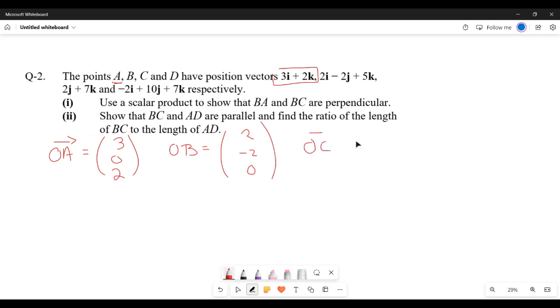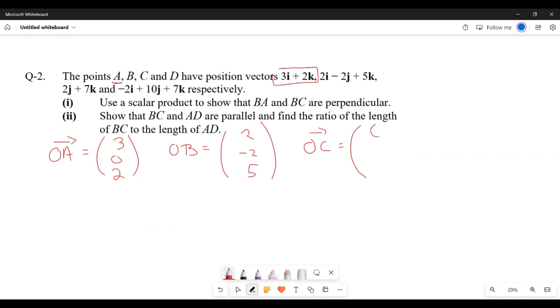OC is given as the position vector. When coordinates are given, that means the position vector is given. And these are actually the 5 coordinates. Sorry. Ma'am, shouldn't it be 5 instead of 0 in OB? Yes, it will be 5. That's 5.